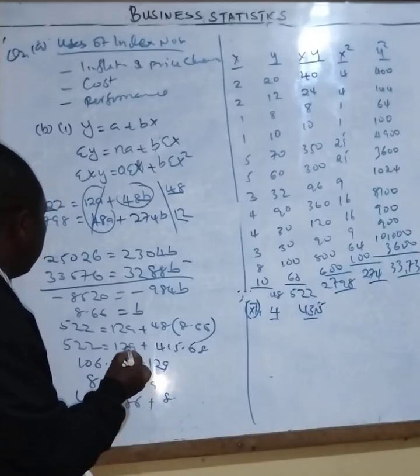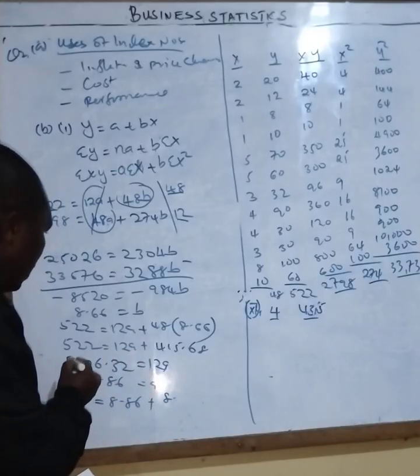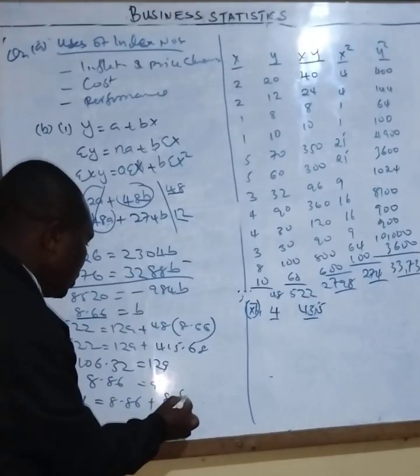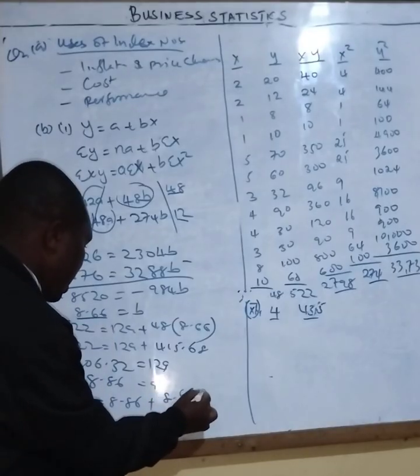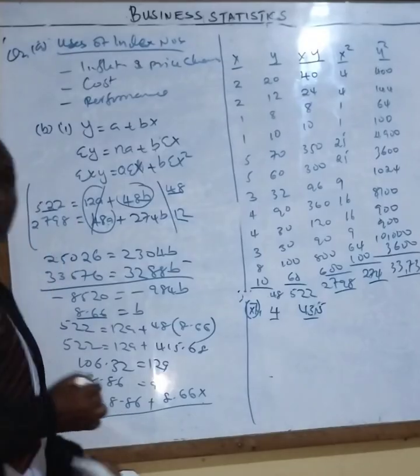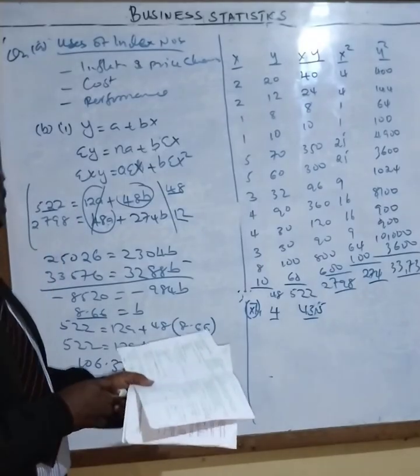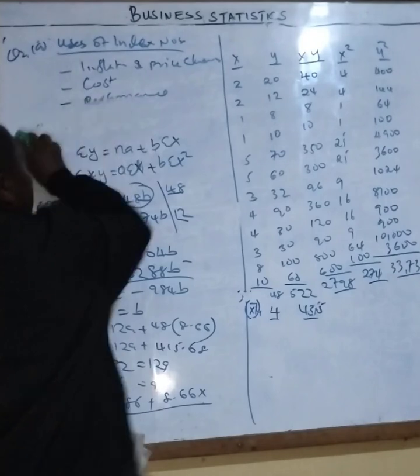B, we have not calculated b. Where is our b? Yes, it is here: 8.66x. So that is what they wanted you to find in Roman 1. Now let's go to Roman 2.